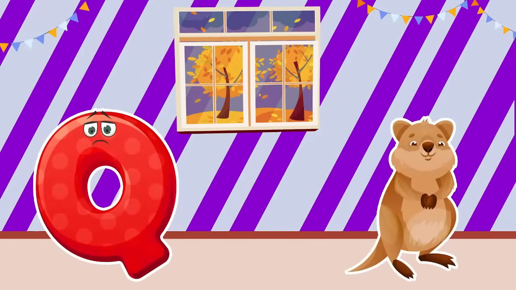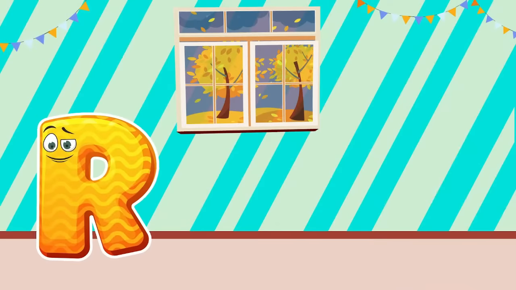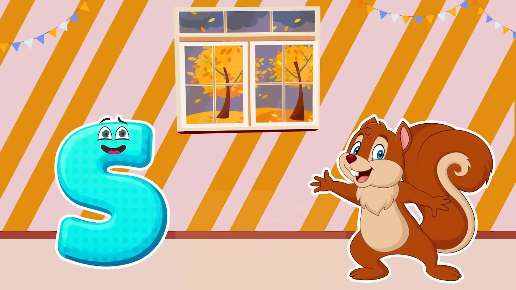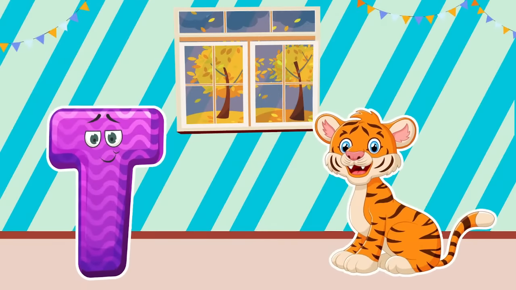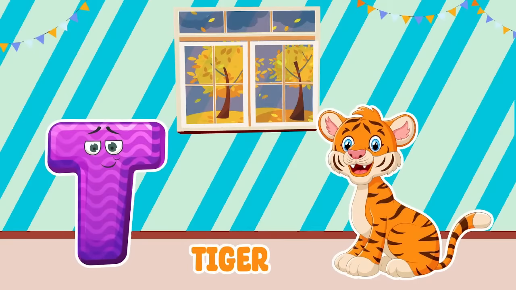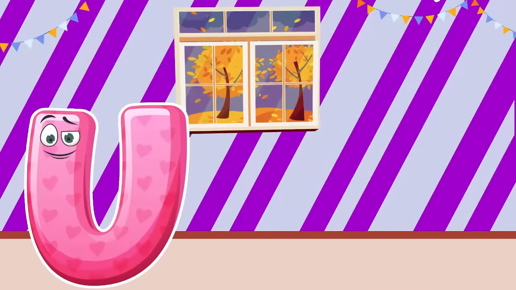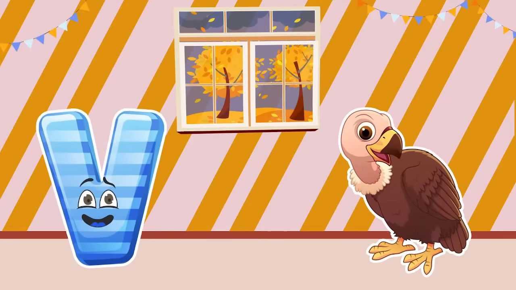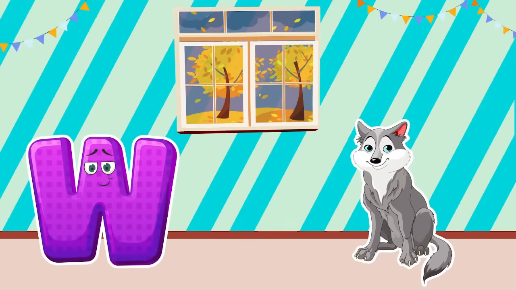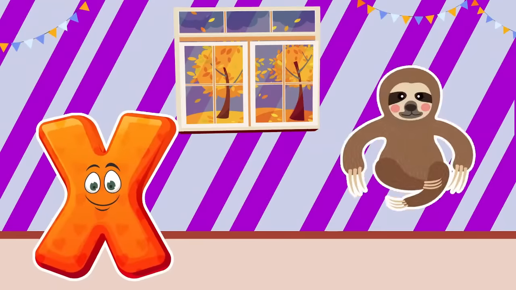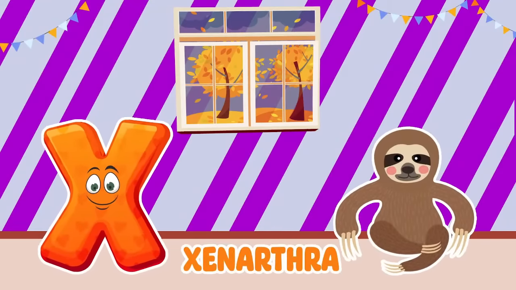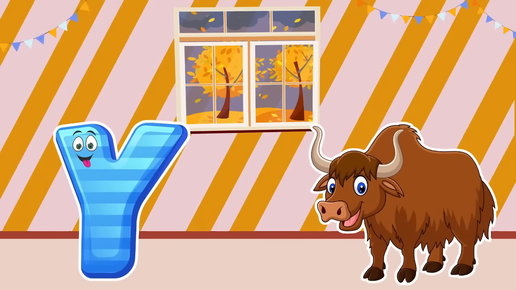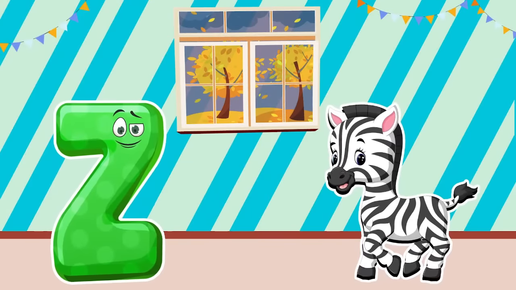Q is for quokka. Quokka. R is for rhinoceros. Rhinoceros. S is for squirrel. Squirrel. T is for tiger. Tiger. U is for unicorn. Unicorn. V is for vulture. Vulture. W is for wolf. Wolf. X is for Xenarthra. Y is for yak. Yak. Z is for zebra. Zebra.